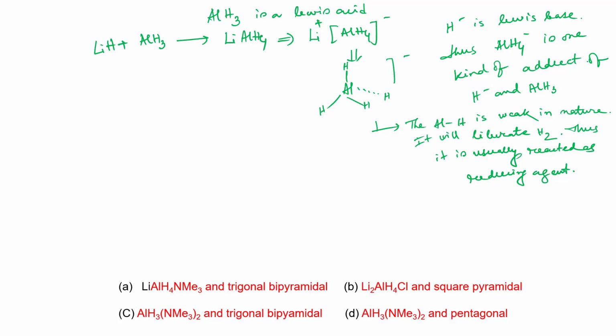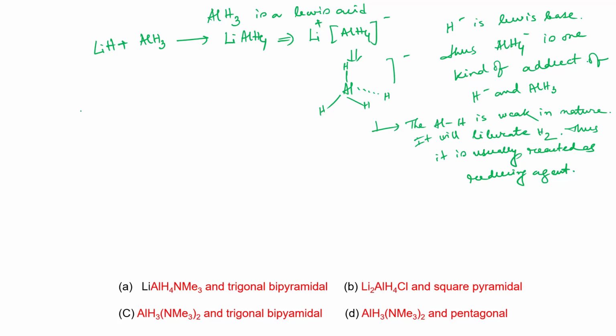Since AlH4- is one kind of adduct of H- and AlH3, some of the chemical properties of AlH3 also remain in AlH4-. To keep AlH3 in normal room temperature in an open system is very difficult. They will form a dimer, thus making it less reactive. Thus, to use its reducing property, most of the time we use LiAlH4 in place of AlH3.